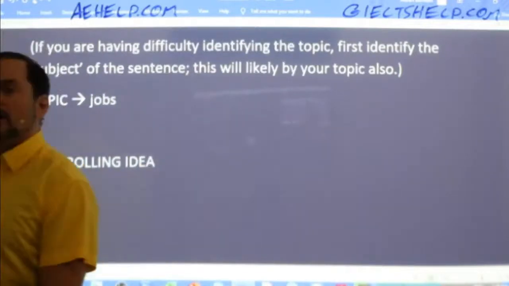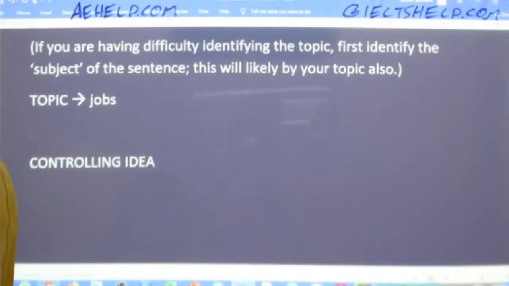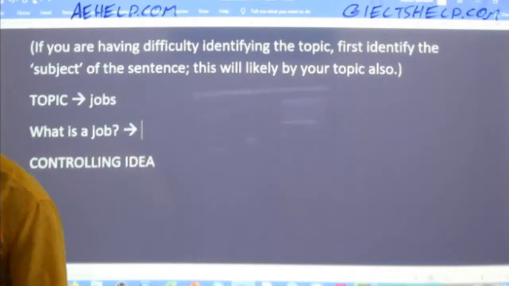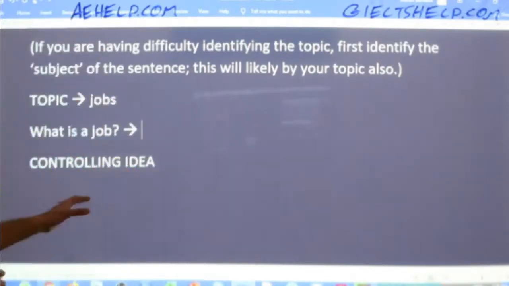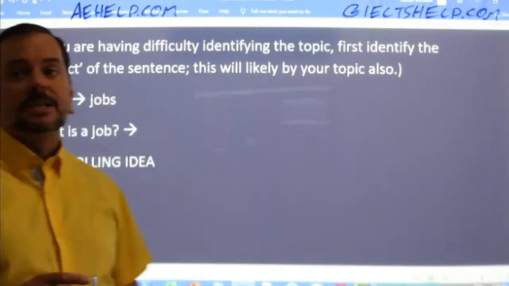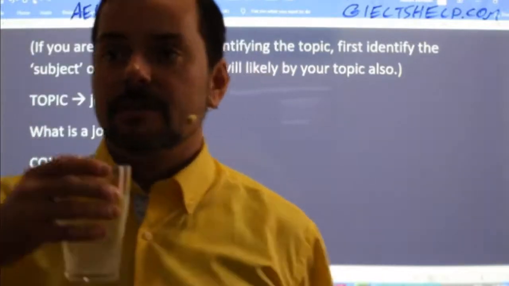All right. So let's focus here, members. So what is a job? Ooh, that's a good question, right? So what do we consider to be a job? Maybe some of you had difficulty identifying the topic here as well because we skipped the paraphrasing. So we didn't paraphrase first this time. We just identified the topic.